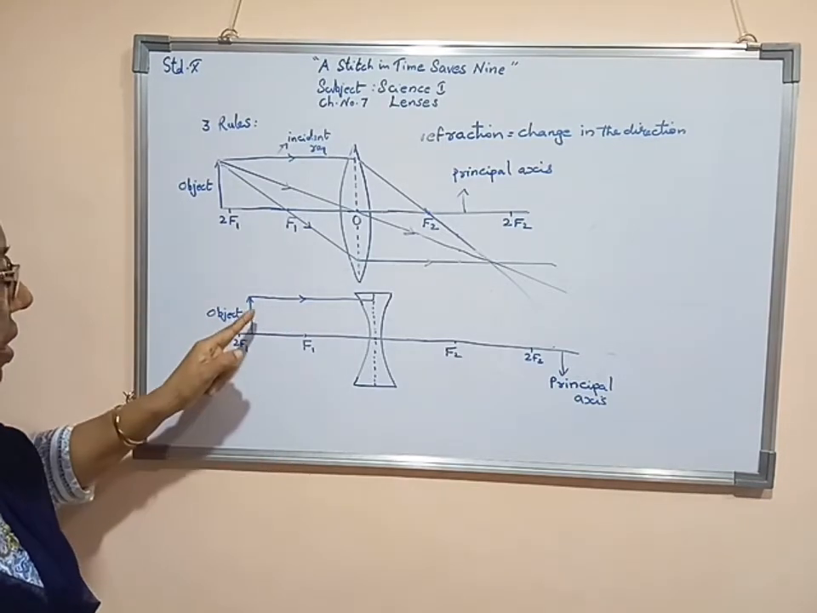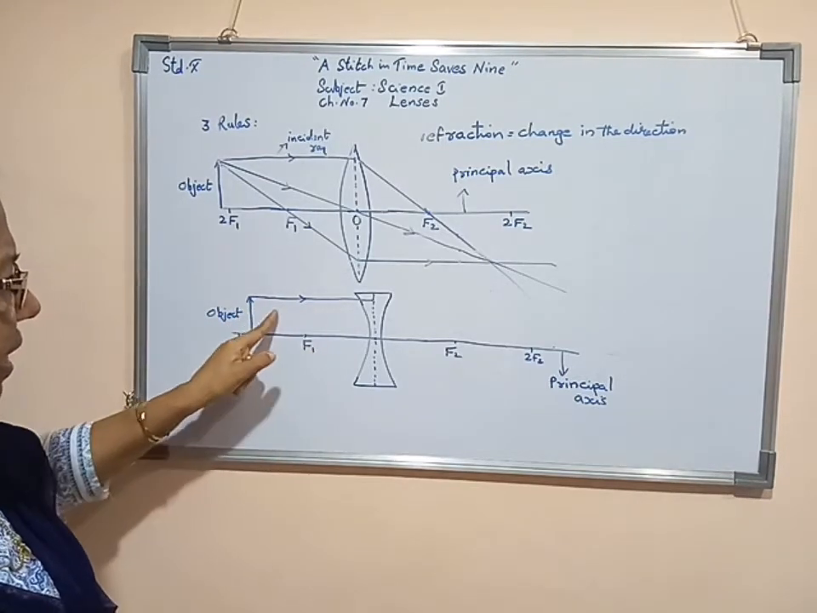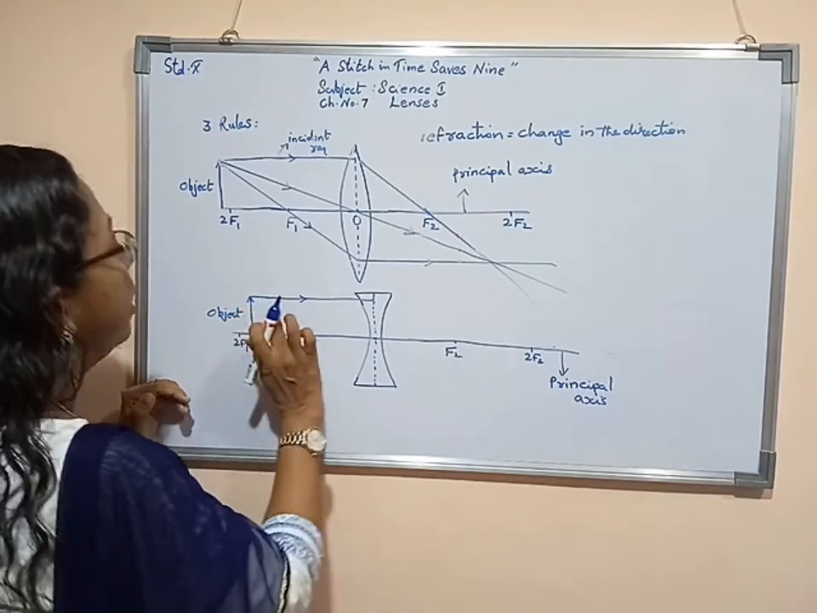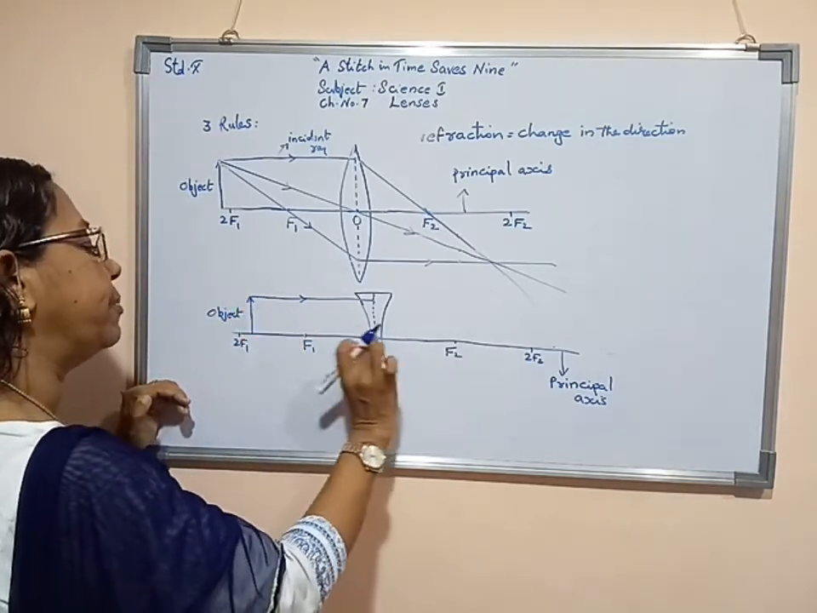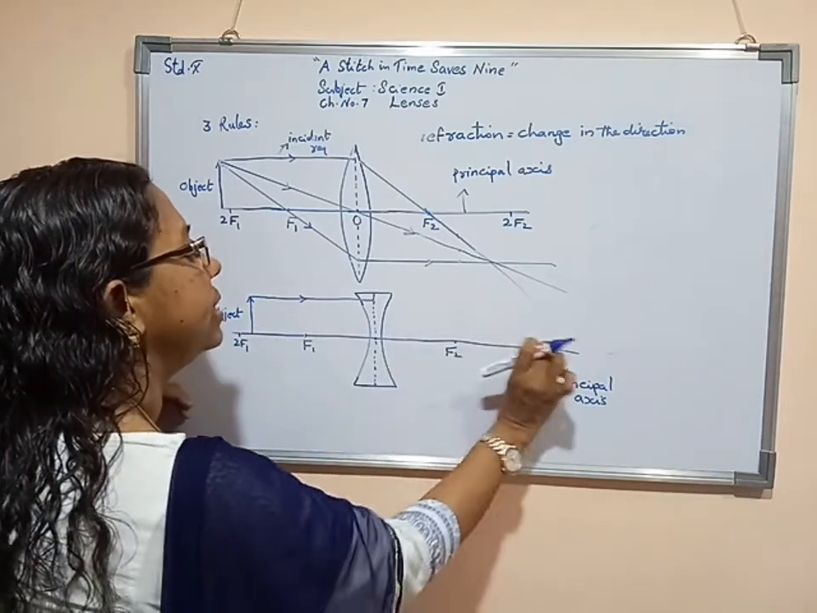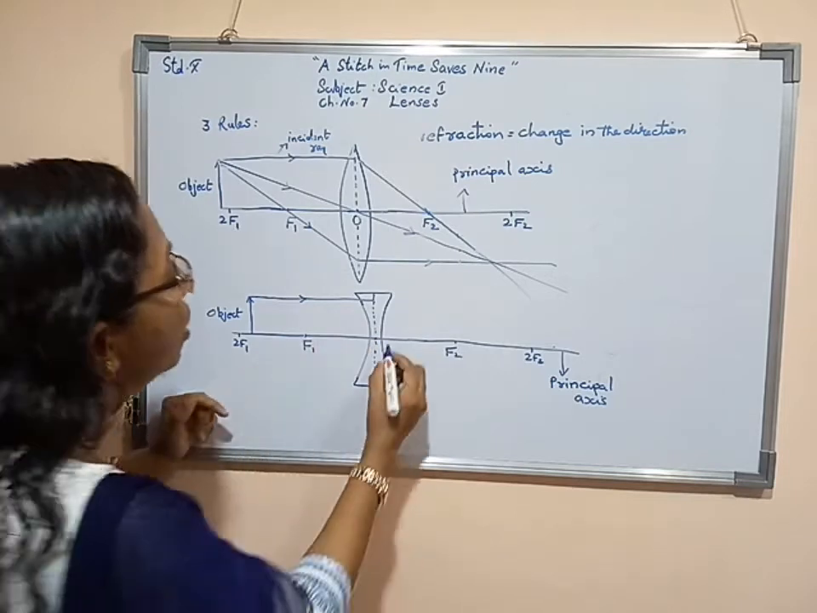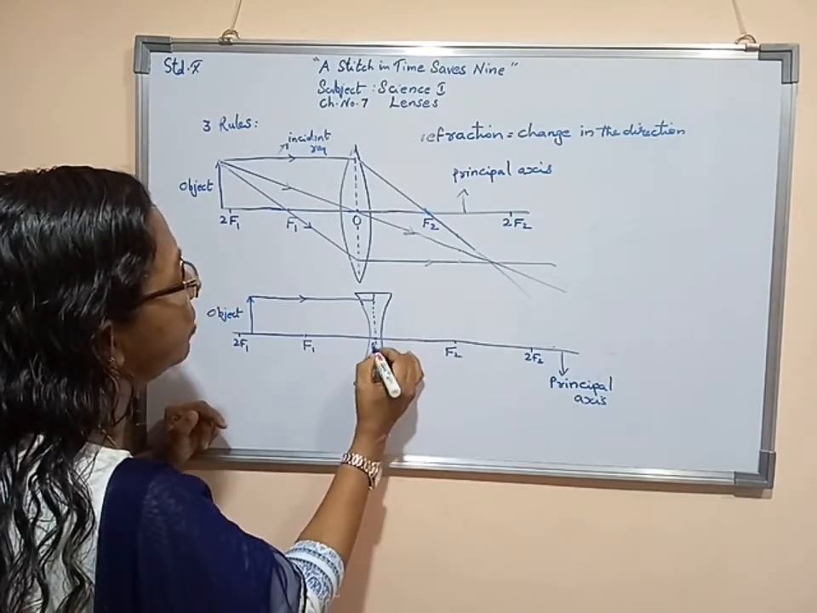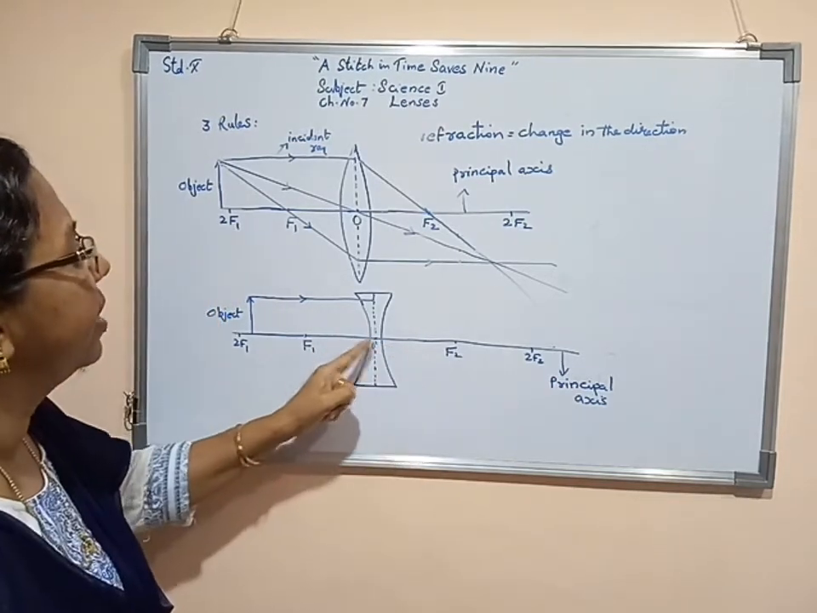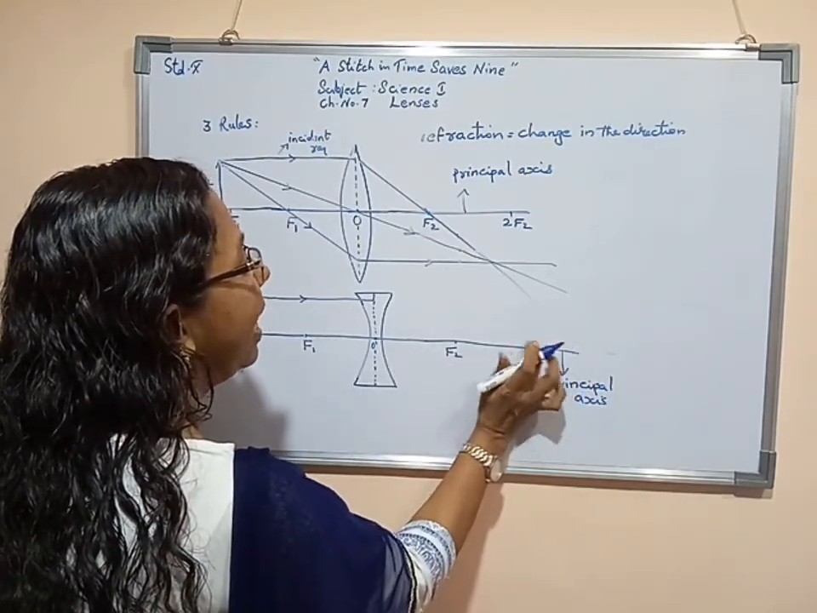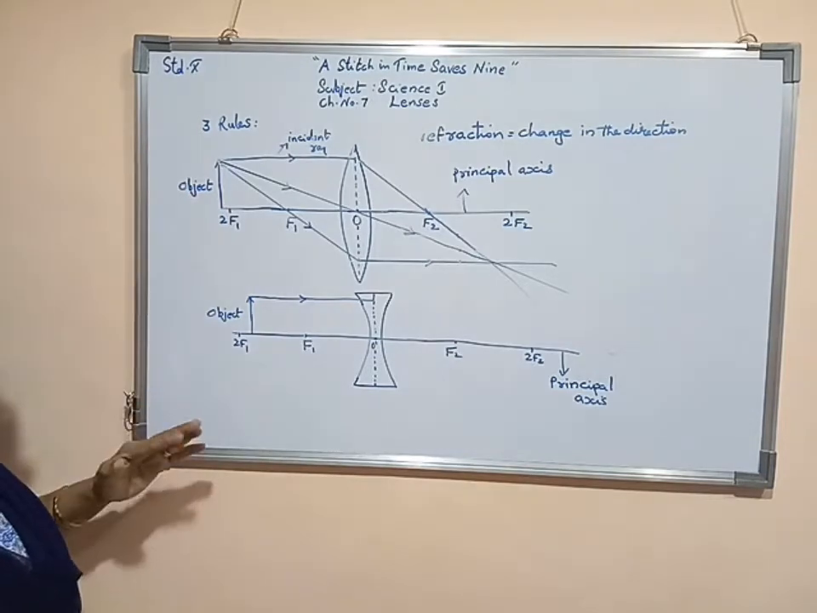lens, we can say, is the incident ray. This ray is known as the incident ray. The ray which is passing parallel to the principal axis. This line is known as the principal axis. This line is passing through the optical center of the lens. So we can say that this line is known as the principal axis of the lens.